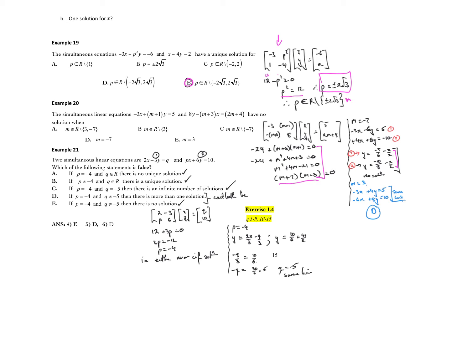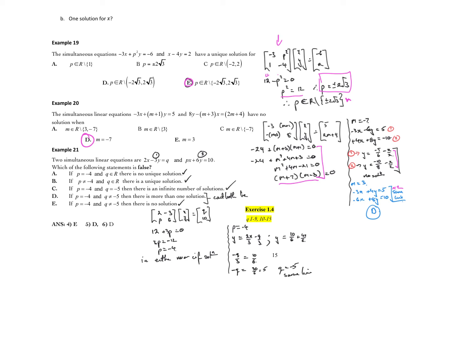Let's check m equal to 3. If I multiply the top line by 2, I'm going to have identical equations. So if m is equal to 3, I'll get infinite solutions. If m is equal to -7, I will get no solution. So that's D again, I think.